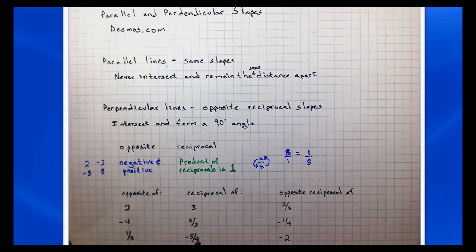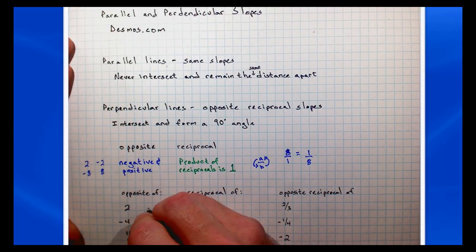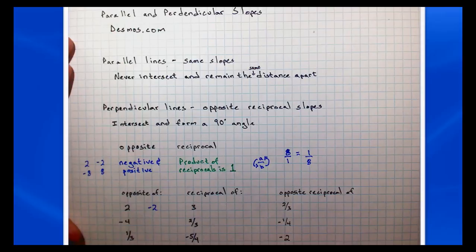So if you want, I have some problems down here at the bottom. Pause the video and work through there. Find the opposite, find the reciprocal, find the opposite reciprocal. Okay, so what is the opposite of 2? You can view it as multiplying 2 by a negative 1. So negative 2. Opposite of a negative 4, negative 1 times a negative 4, 4. What is the opposite of 1/3? Negative 1/3.